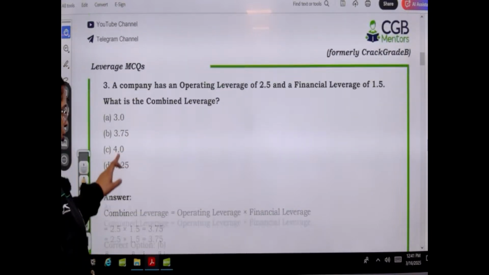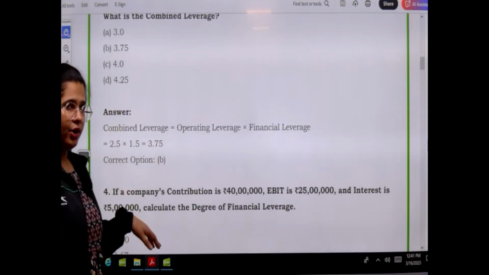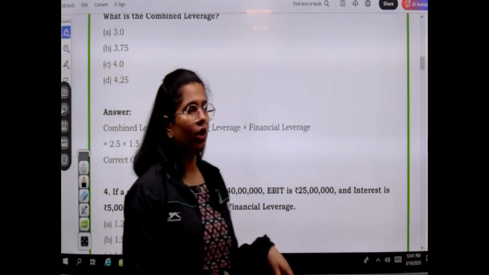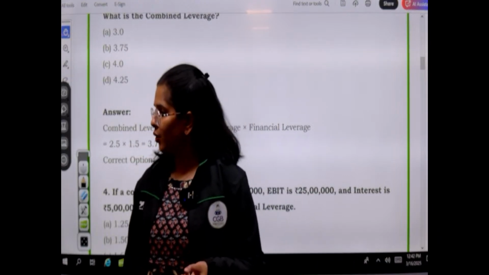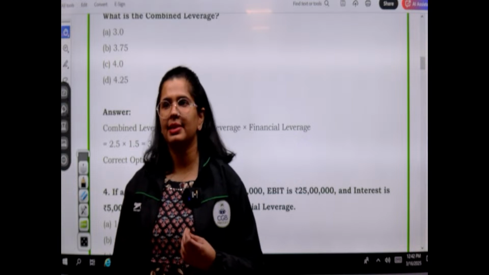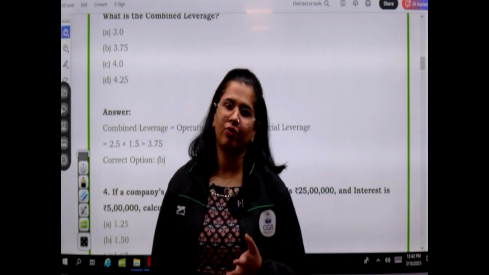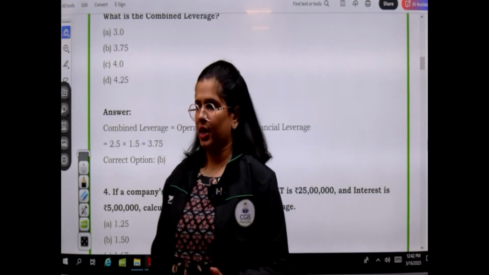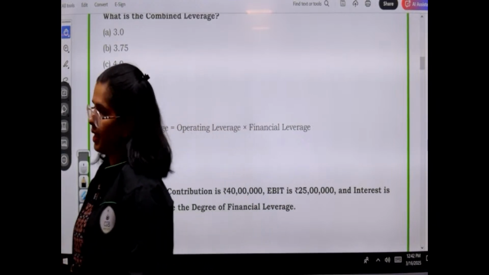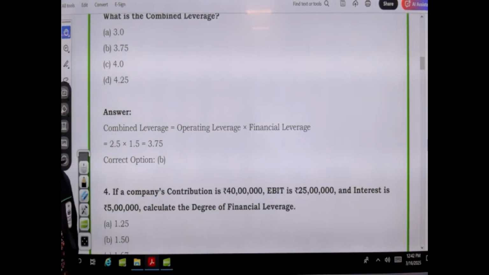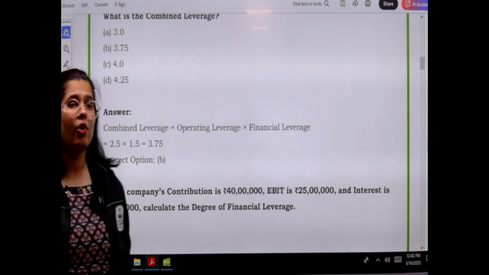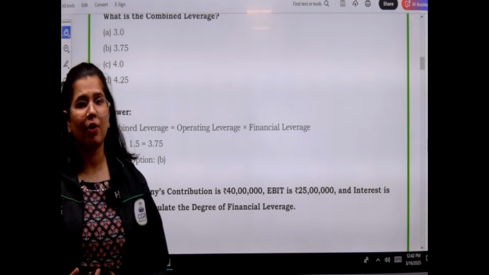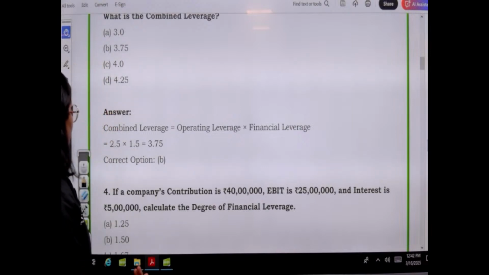At the end of this session we'll also be doing the degree of leverage questions, okay? Those are the highest level that they can ask you out of leverage, they won't ask more than that. These are some basic portions, right? And after that you shall understand how you shall solve questions on degree of financial leverage or degree of operating leverage. So these are the things.